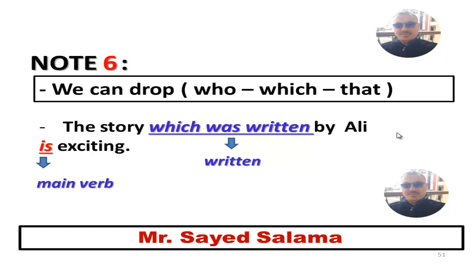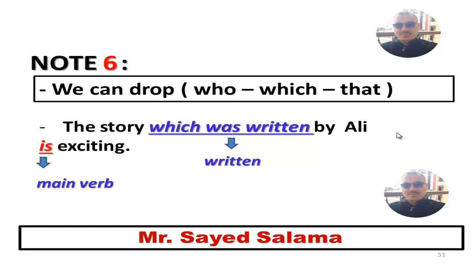Drop number, note number 6. We can drop who, which, that if it is followed by a passive. This is passive. The story which was written by Ali is exciting. You can say the story is exciting. So the meaning is complete. The story is exciting. This is a complete meaning. So you can omit or drop which was, and you can leave just the past participle. So the story written by Ali is exciting.